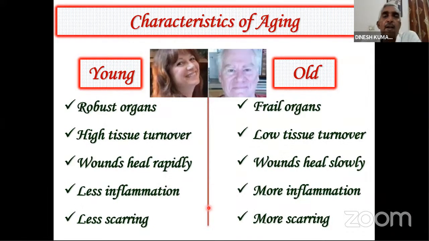What are the characteristics of aging? You always see this process in your routine life. If you are young, your organs are robust, with high tissue turnover. If there is any cut, it is filled earlier, wound healing is rapid, with less inflammation and less scarring. If you become older, organs are frail, tissue turnover is low, wounds heal slowly, with more inflammation and more scarring in the body. So how can aging be checked?